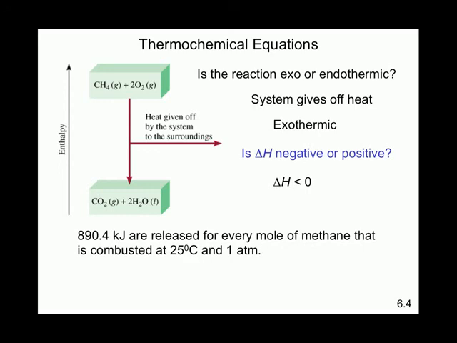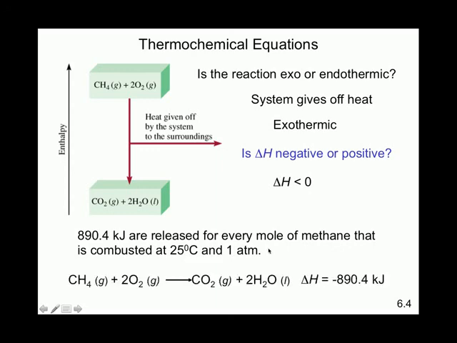890.4 kilojoules are released for every mole of methane that is combusted or burned at 25 degrees centigrade and 1 atmosphere. So you notice we have some conditions here, temperature and pressure. These conditions are called standard state conditions. If the conditions were different, the amount of heat released may be different. So that's why you have to specify the temperature and the pressure. Now you don't have to worry about these changing because they won't in any problems that you might see. It's always going to be at this temperature and pressure.